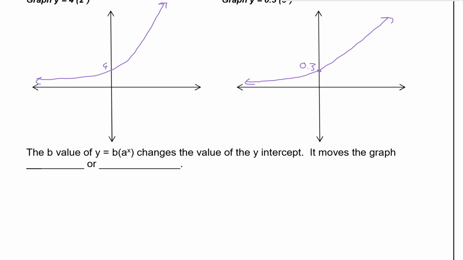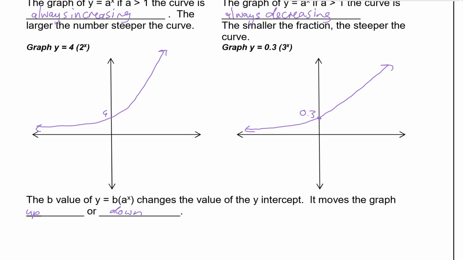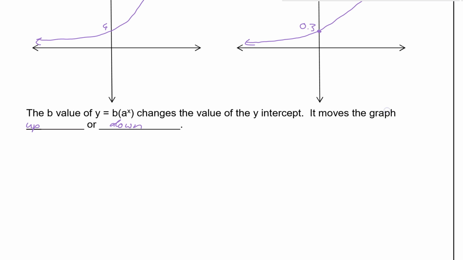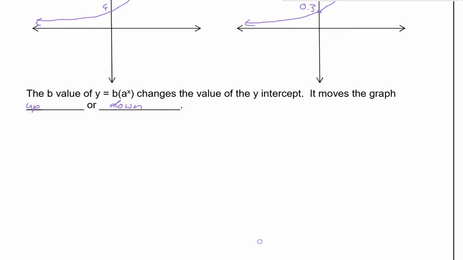Now, the b value changes the value of the y-intercept. You can see this number here in front, there's my 4, the 0.3 here. It moves the graph up or down, not in the same way as a plus on the end does. It sort of pivots the graph a little bit. Maybe that's not the best way to describe it. It changes the steepness of it. That's a good way to understand it, in a similar way to our other graphs.